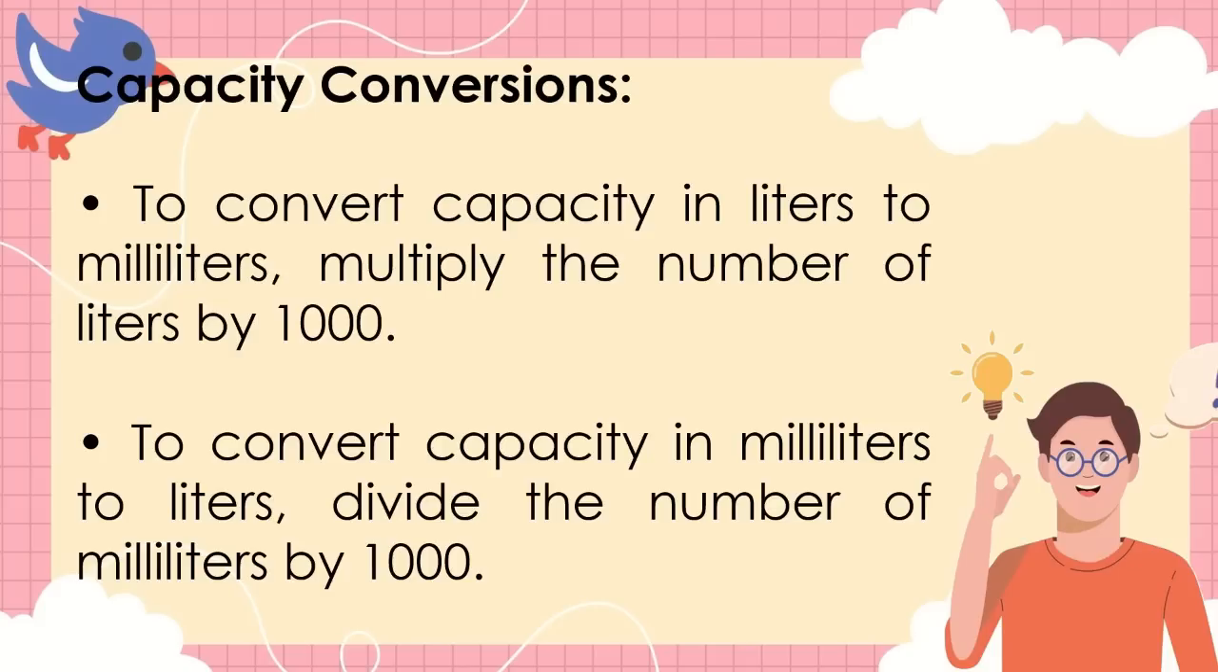To convert capacity in liters to milliliters, multiply the number of liters by 1000. To convert capacity in milliliters to liters, divide the number of milliliters by 1000.